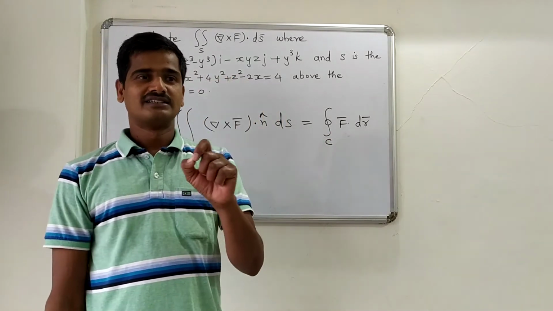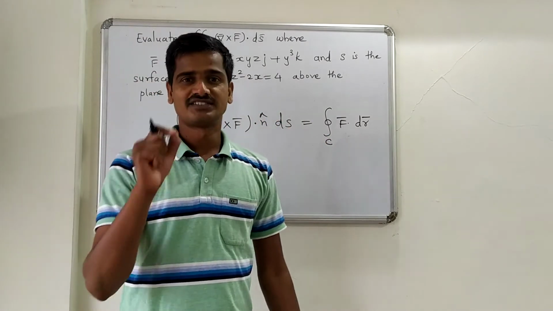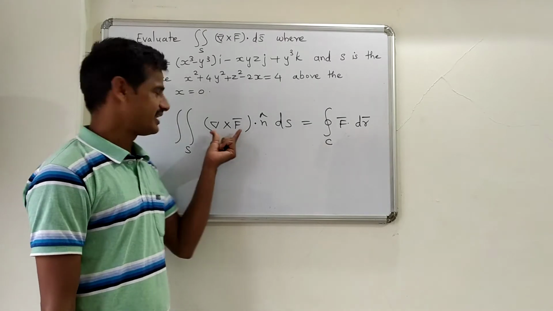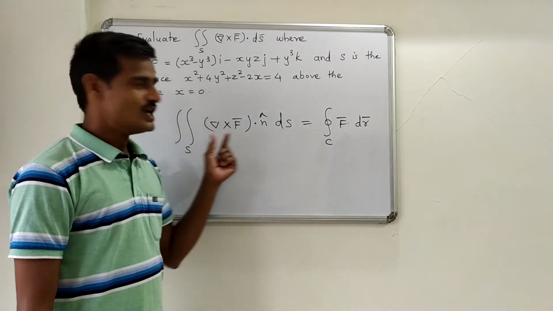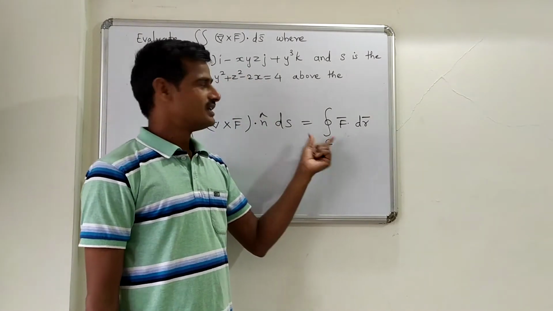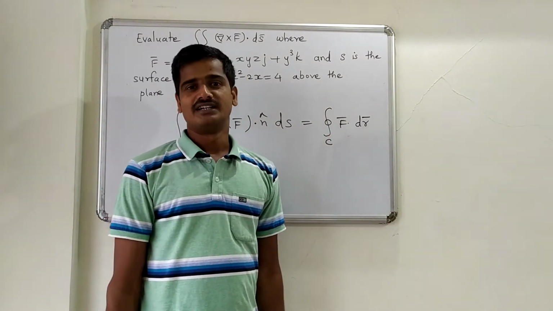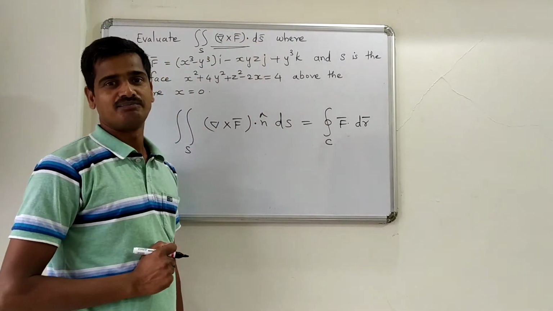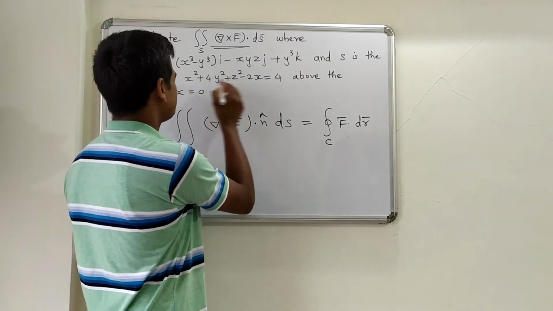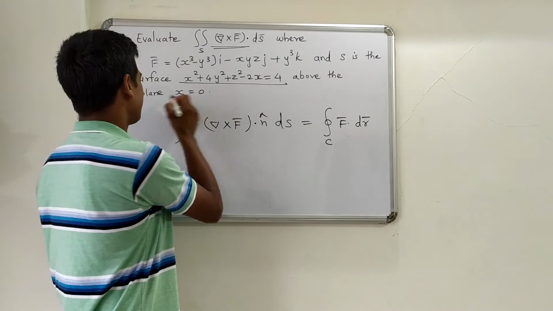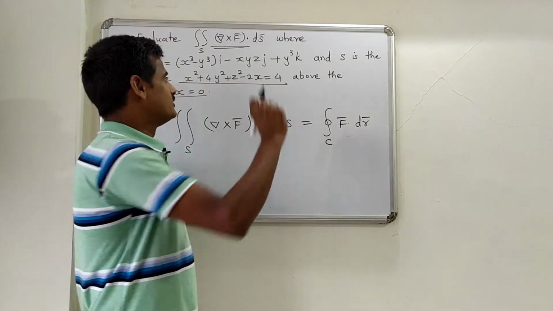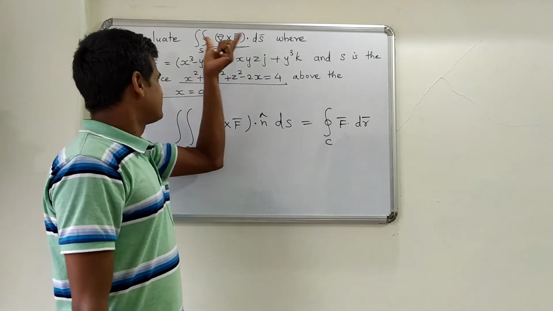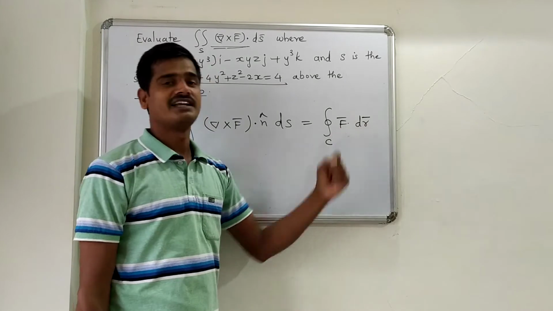So now I state Stokes theorem once again. It states that the surface integral of the normal component of the curl of a vector point function f bar taken over an open surface S, which is bounded by the closed curve C, is equal to the line integral. Now in this example you are asked to evaluate a surface integral. This surface is given by a quadratic equation, and lies above the x is equal to 0 plane. So in this example it is quite difficult to find the surface integral. So instead of this surface integral we will find the line integral.